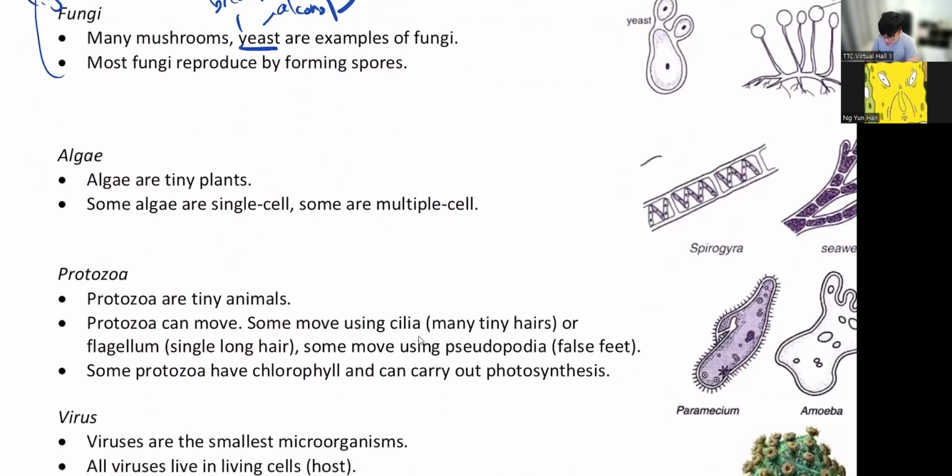Right? So what is algae? Like I said, algae is a mini plant. They are tiny plants, they are single cells, some are multi cells.